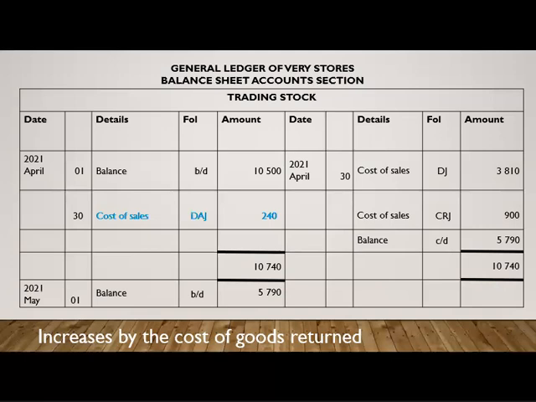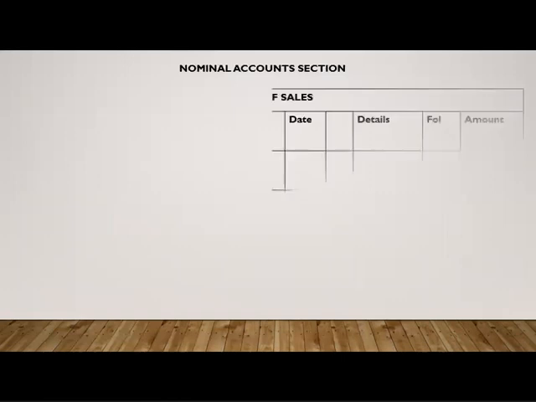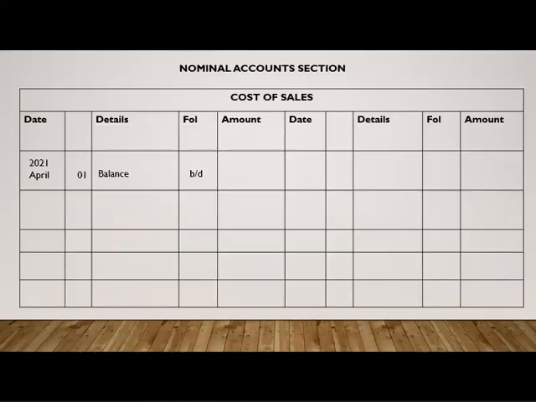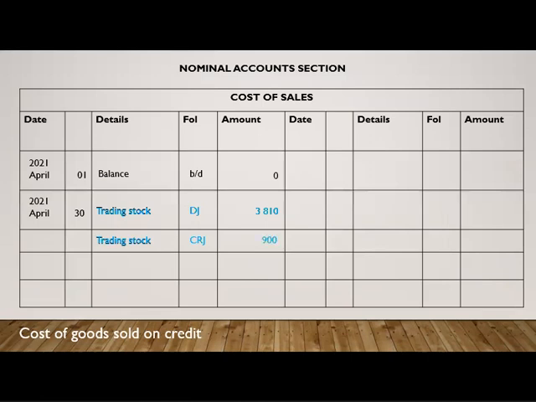The contra account to trading stock will be cost of sales, which goes up whenever goods are sold. I didn't have any balance for cost of sales, so I'll just have trading stock, which is DJ, it was 3,810. And I also have trading stock, which comes from CRJ. In this case, how much was it? It was 900, okay?